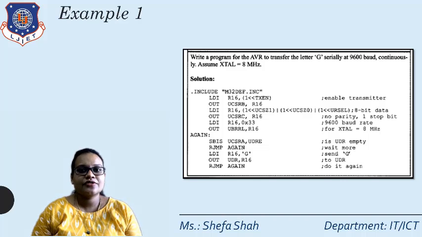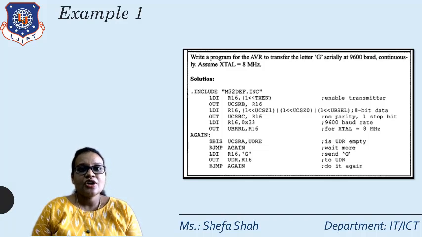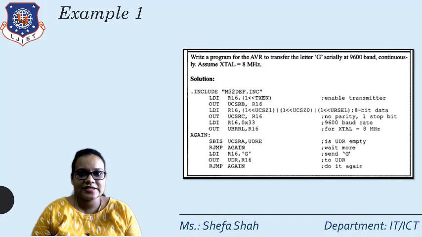So these are the basic first three steps which we need to follow in each and every program for transferring data or any character. Next, first we need to check whether the UDRE bit in UCSRA is empty or not. We will check using the SBIS instruction, SBIS UCSRA, UDRE. UDRE will be checked to see whether it is set or not. If it is set, then the next instruction after this, that is RJMP again, will be skipped. But if it is not set, then it will be continuously monitored till it is set.